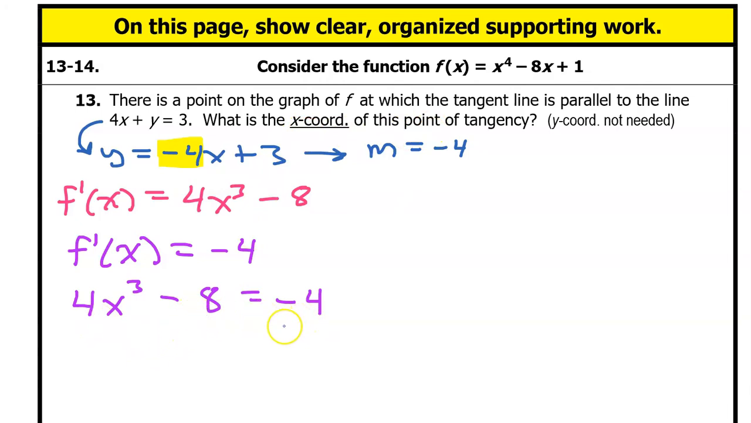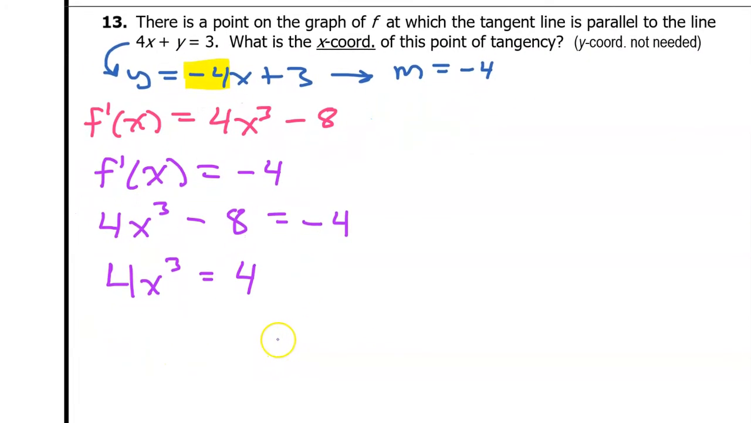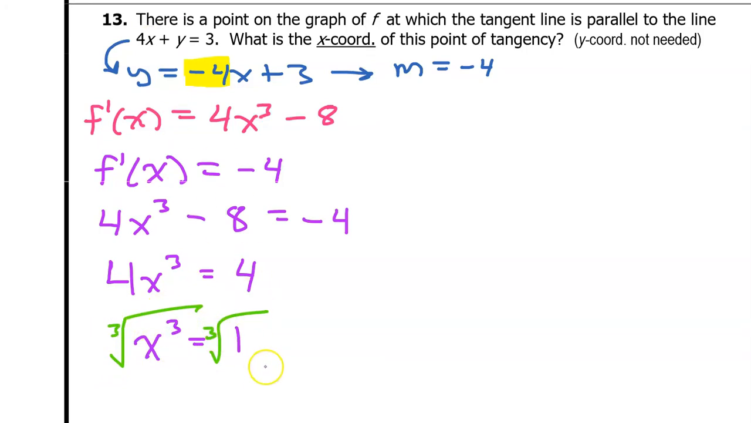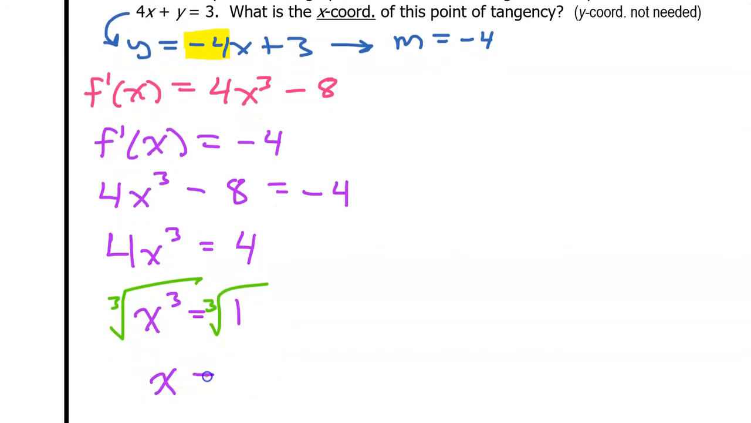So adding 8 to both sides, we get 4x cubed is equal to 4. Now dividing both sides by 4, we get x cubed equals 1. Taking the cube root of both sides, we get x equals 1. And that's it. This is the x-coordinate of the point of tangency.